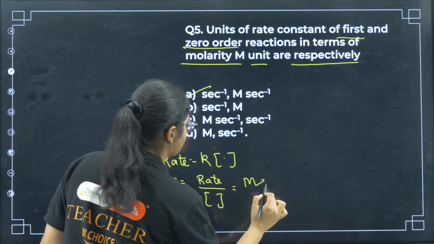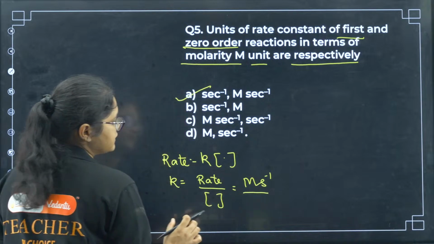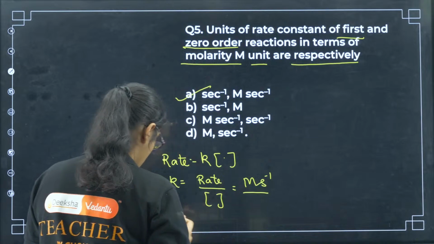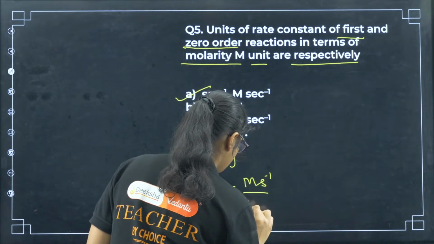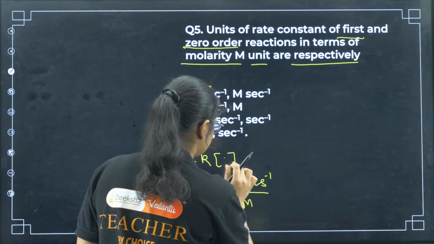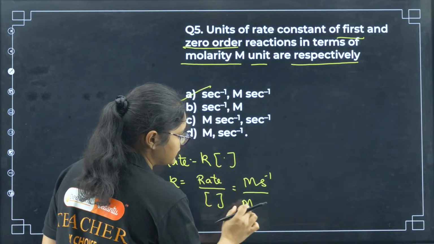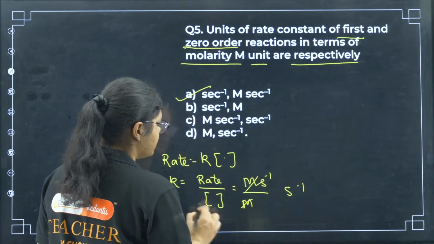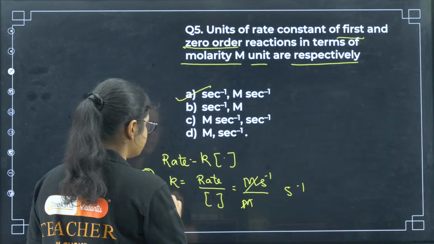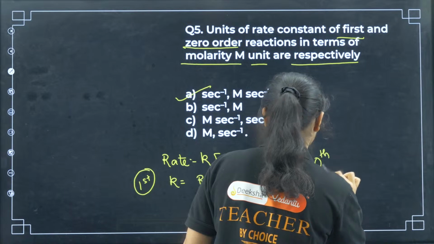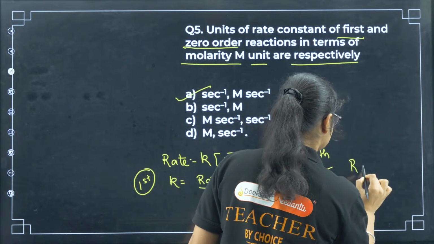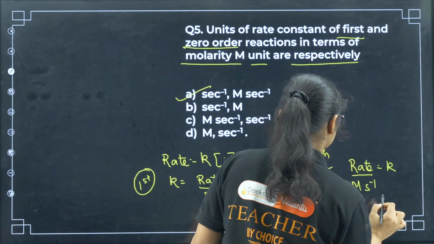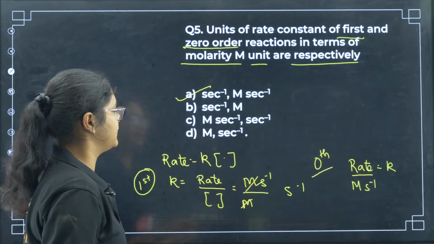Rate unit is M s inverse. Now the concentration unit: if it is a first order reaction, then the concentration is M, so M will get cancelled and we will get s inverse. If it is a zeroth order reaction, what will happen? I will just have rate is equal to K, right? Rate unit is M s inverse, so K unit will also be M s inverse.